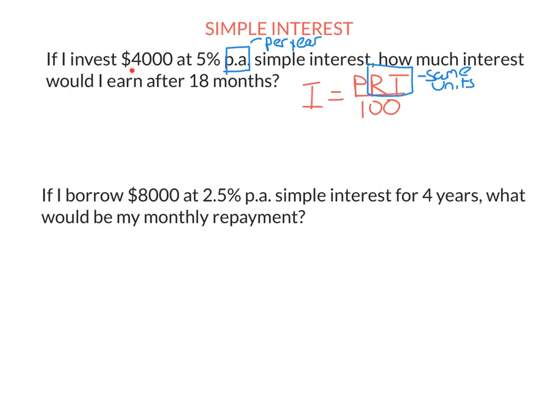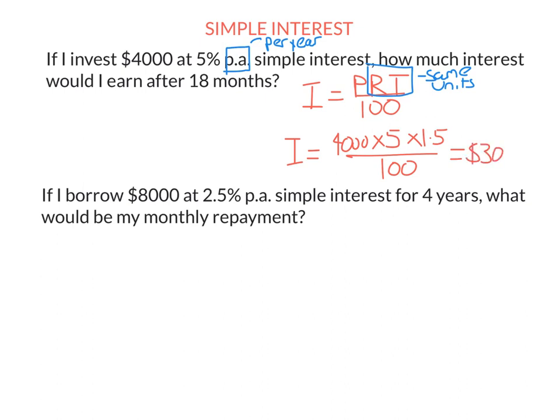So if I invest $4,000 at 5% per annum, simple interest, how much interest would I have after 18 months? So all I'm doing is substituting numbers into this formula. So interest would be principal, what you started with, times the rate, which is 5% per annum, times the time. So I don't times 18 and divide over 100, because then this is in years, this is in months. What I need to do is change T into years. So 18 months is 1.5 years. So if I put that on my calculator, I get $300.